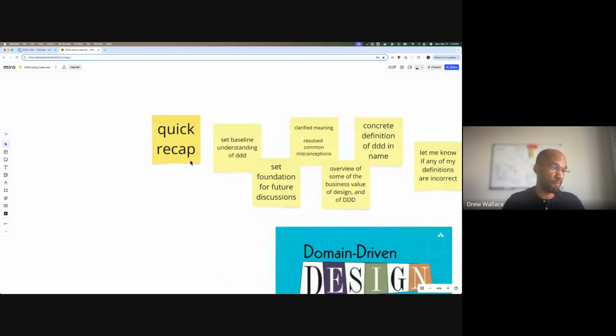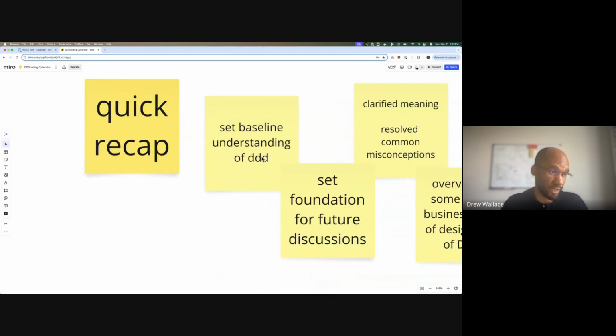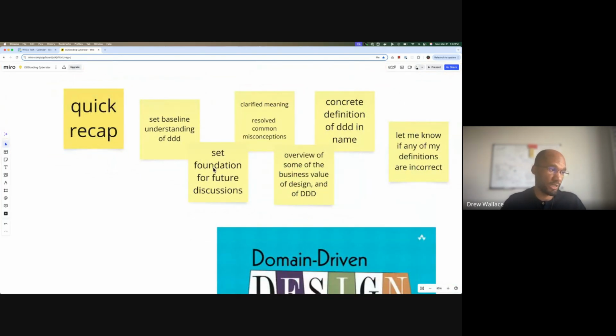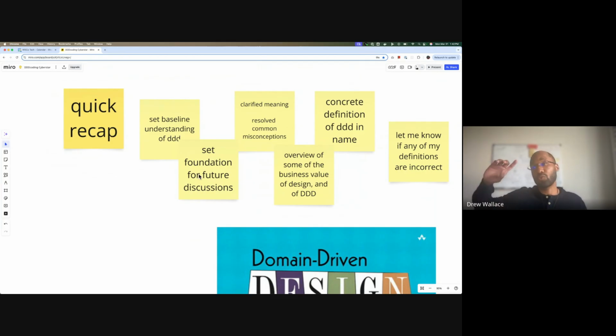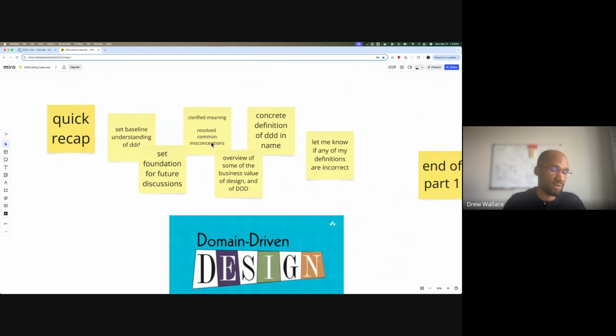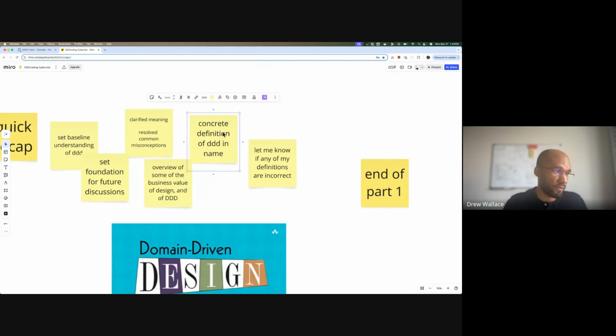So quick recap, we set a baseline understanding of DDD and design, which set a foundation for when we get into concrete patterns, when we get into the core principles of DDD, now we have a language that we can use and we won't be confused, right? And talking at each other. We resolved common misconceptions, gave an overview of some of the business value, and a concrete definition and name.